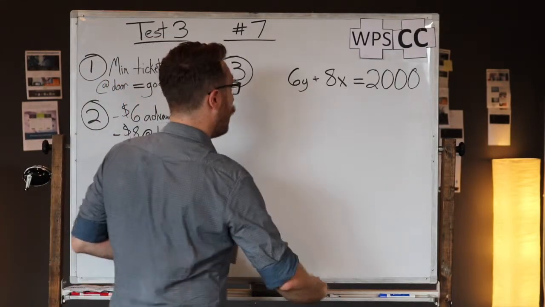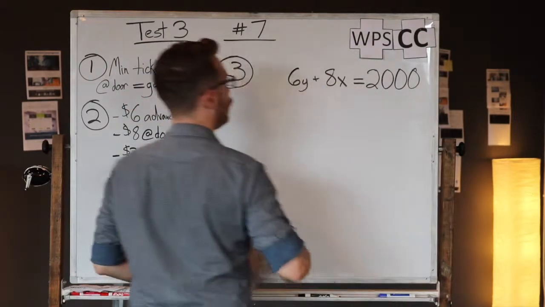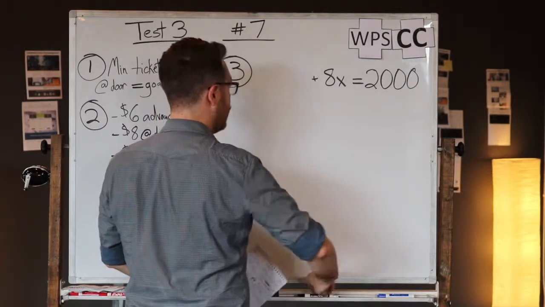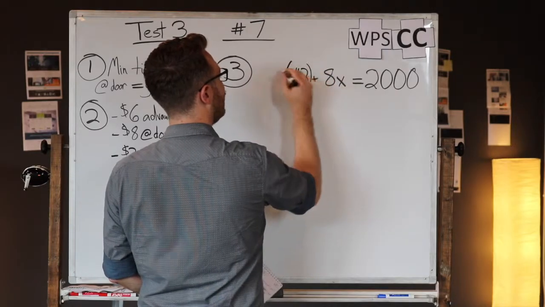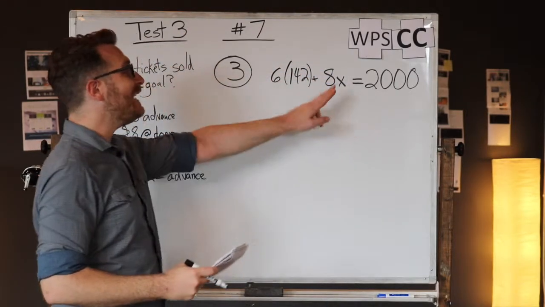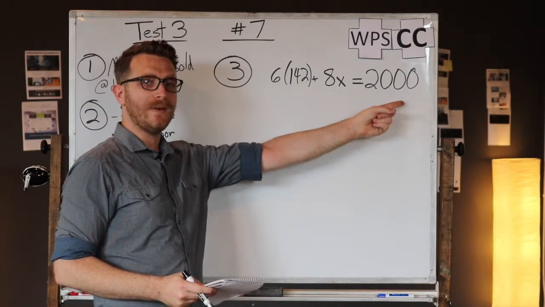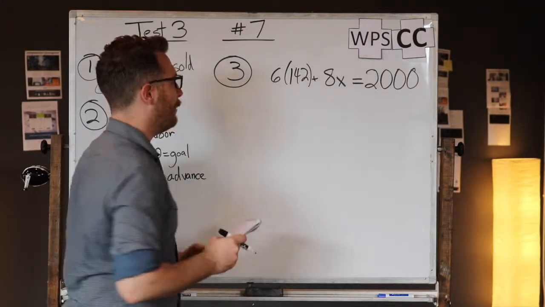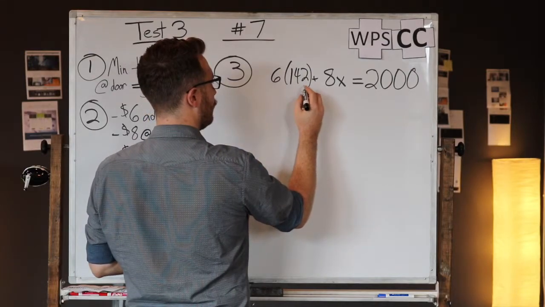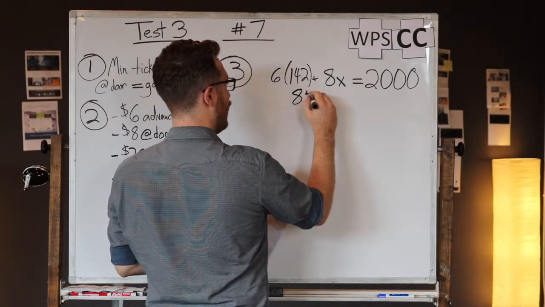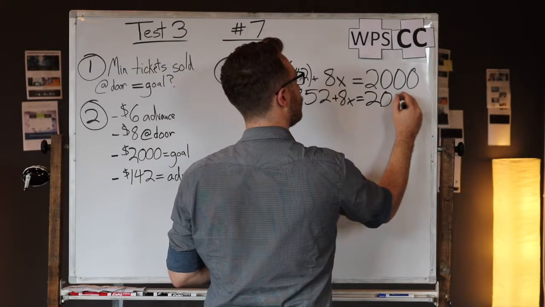But here's the good thing. We don't have to work with 2 variables because they tell us how many tickets were sold in advance. So I can get rid of y and make it 142 times 6. Now, if I solve for x, that will tell me the exact number I need to minimum reach my goal. Let's do that now. First thing I want to do if I'm solving for x, I'm going to multiply 6 times 142. What that gives me is 852 plus 8x equals 2,000.